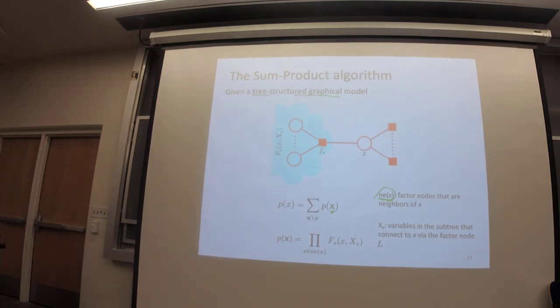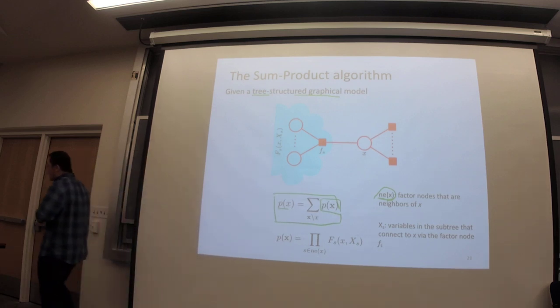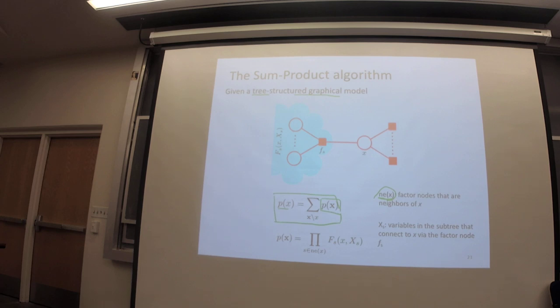According to the naive definition, our marginal probability of this small x is the summation of the joint probability over all possible configurations of other random variables. Right? So you can imagine that would be very inefficient if you do things like this. But if we can utilize the structure of your factor graph, we assume that your graph has a tree structure, right?